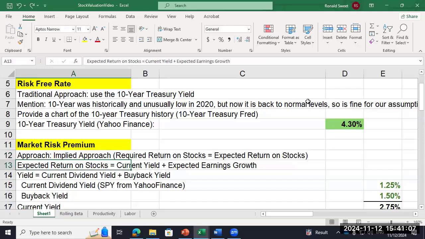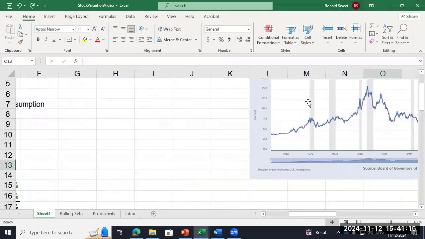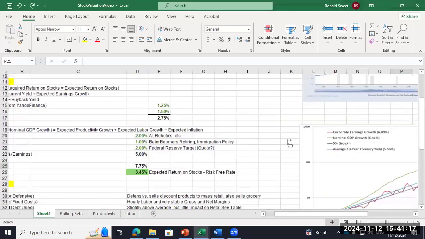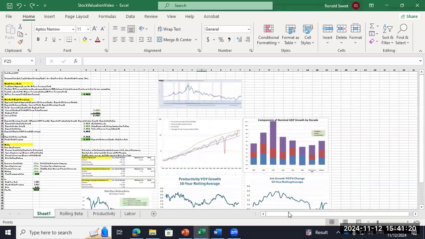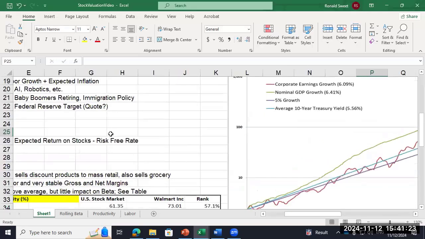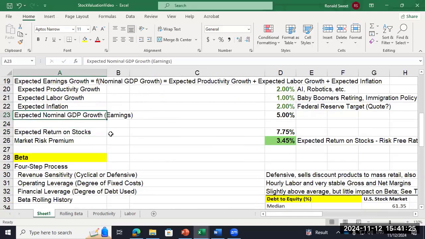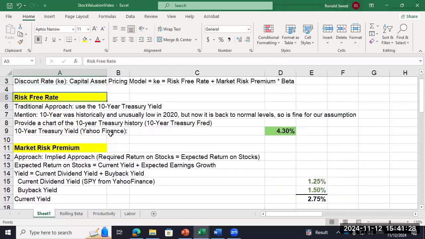We've already talked about the expected return on stocks. You did that on exam 1. It's your current yield plus expected earnings growth. That we've already covered. You've got a chart that shows you that. Oh, I didn't put that chart in the paper, but that's the expected return on stocks. I did give you a chart that does that. So current yield is what? I'm going to recommend that you do the current yield as the current dividend yield plus a buyback yield. All right. The video shows you where to get the current dividend yield. It's the current yield on the SPY, which is the exchange traded fund on the S&P 500.